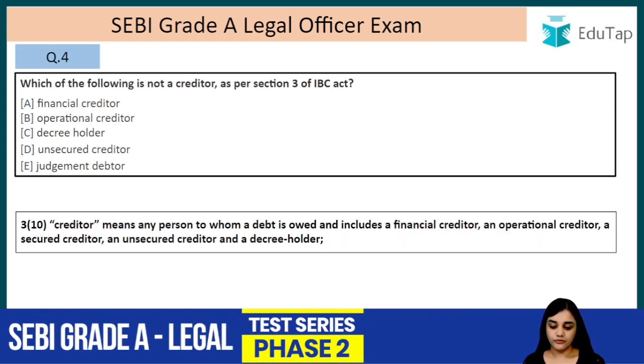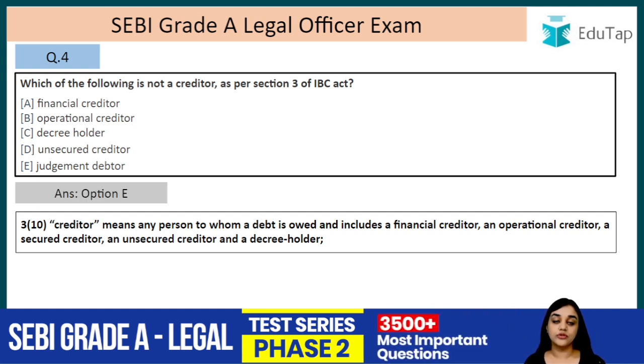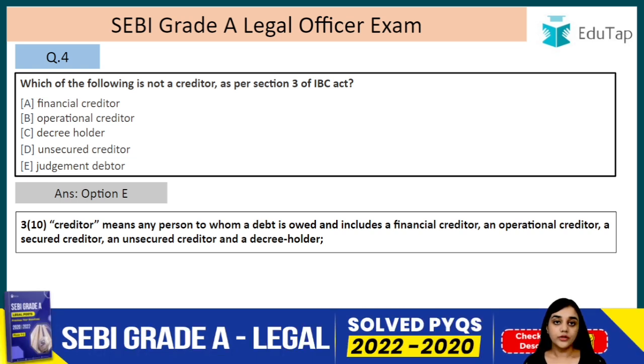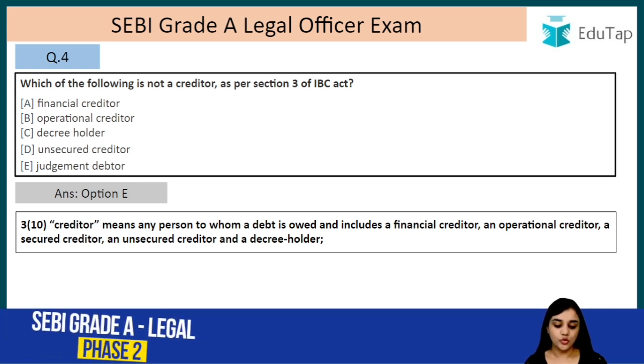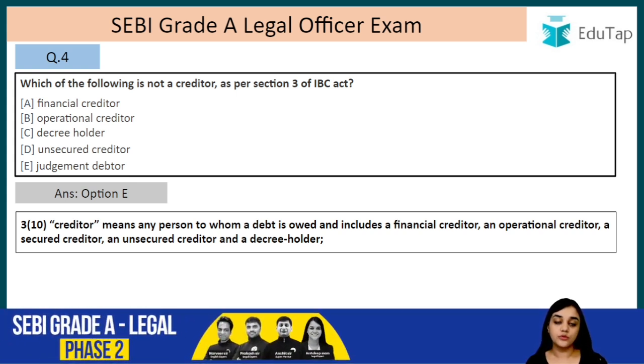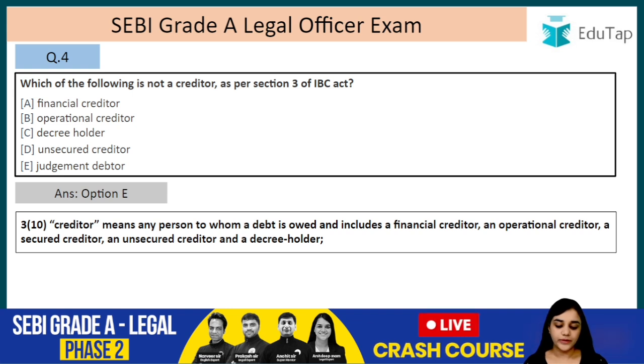Moving on, question number 4. Which of the following is not a creditor as per section 3 of IBC? The answer is E, that is, judgment debtor is not a creditor, right? Now I have told you who is a creditor. The person, the bank who gave you the credit, that was the creditor. So it means any person to whom a debt is owed and includes a financial creditor, an operational creditor, a secured creditor, unsecured creditor and a decree holder.